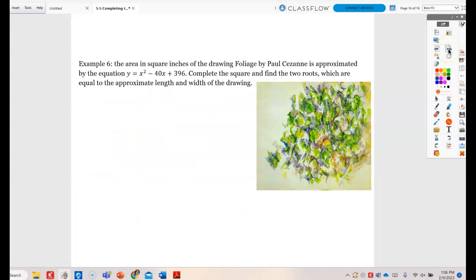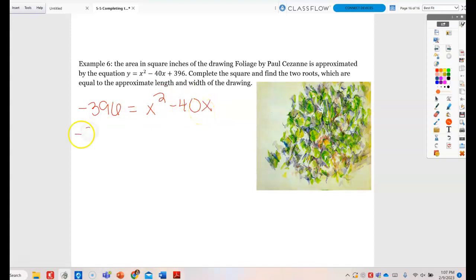Okay? And then the last one, the area in square inches of a drawing called foliage is approximated by the equation given below. Complete the square and find the true roots which are equal to the approximate length and width. So again, you can use completing the square with any quadratic to solve. So we would say negative 396 equals x squared minus 40.